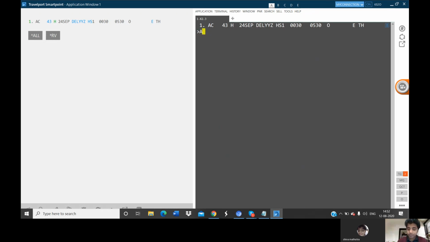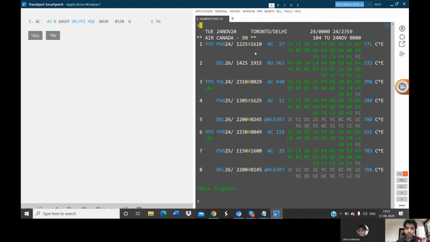Now the fare was 88. What I will do is I will go back with the module of 24 November Toronto Delhi star AC dot PVG. PVG is the code of Shanghai. Dot is a wire point. I will take it to the wire point. And here I will pick third and fourth segment. Third, fourth and fifth. So what I will do is I will do like this.